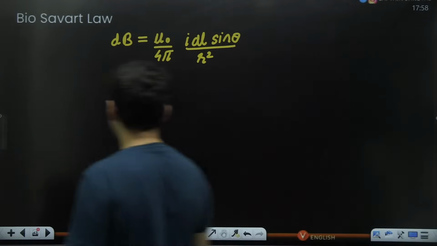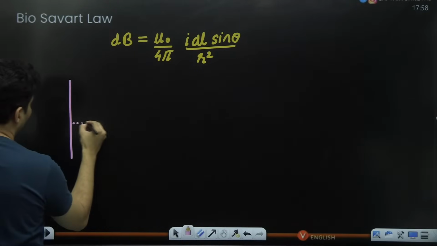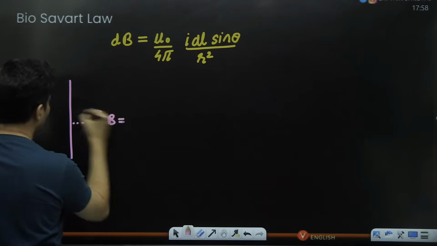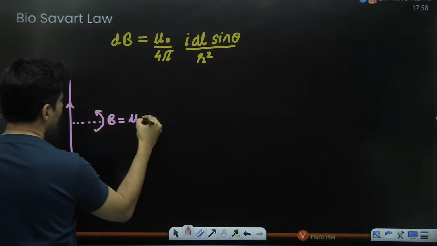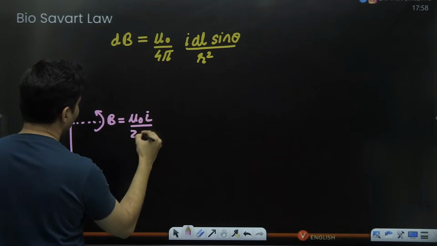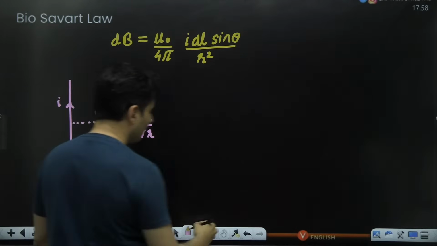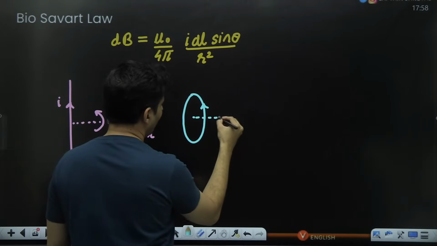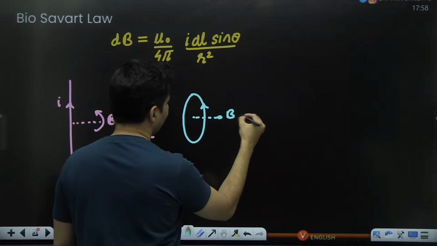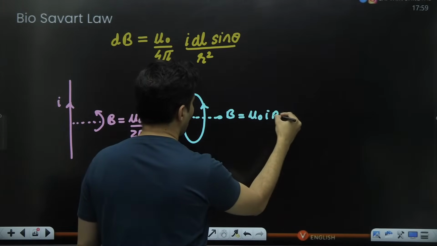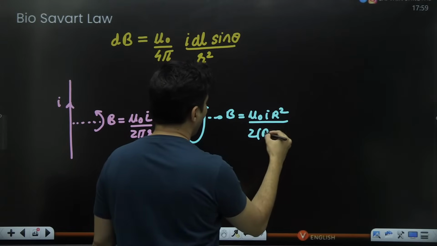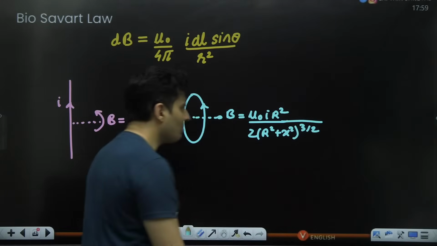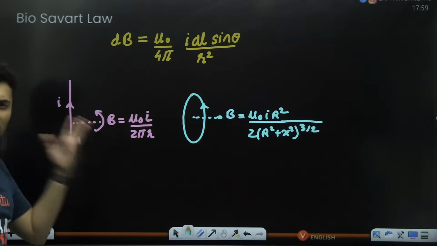You get some basic formulas. First is due to a long wire, the magnetic field due to a long wire carrying current is mu naught I divided by 2 pi r. Then due to a circular loop carrying current on the axis, the magnetic field is given by mu naught I r square divided by 2 times r square plus x square raised to 3 by 2. Very, very important, guys. These two formulas are very frequently asked.